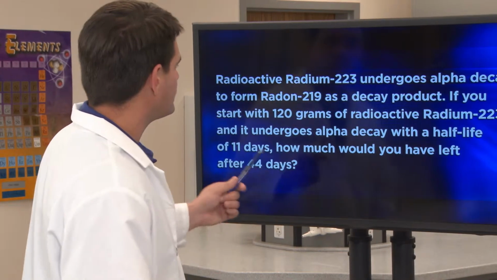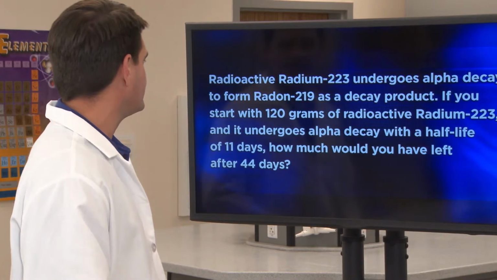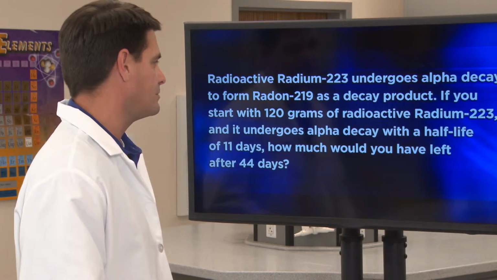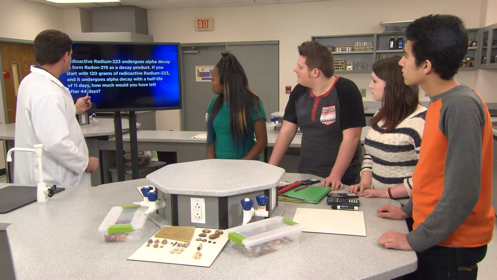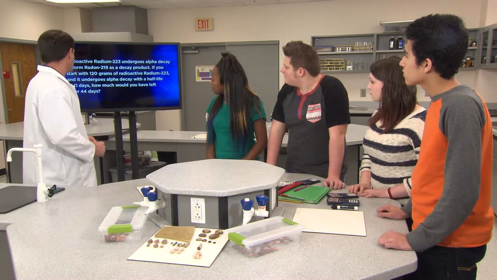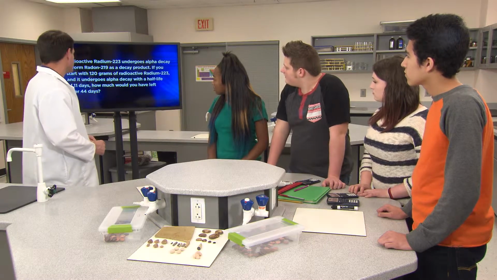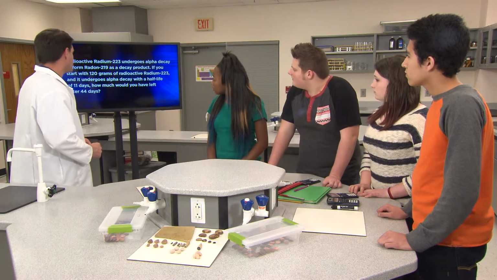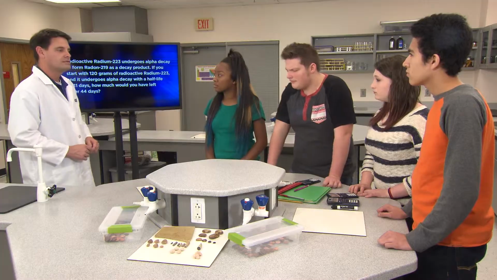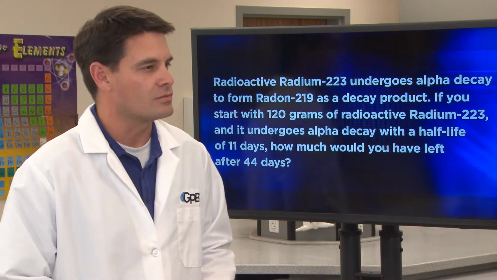Radioactive radium-223 undergoes alpha decay to form radon-219 as a decay product. If you start with 120 grams of radioactive radium-223 and it undergoes alpha decay with a half-life of 11 days, how much would you have left after 44 days? Use your whiteboards and be sure to show your work.